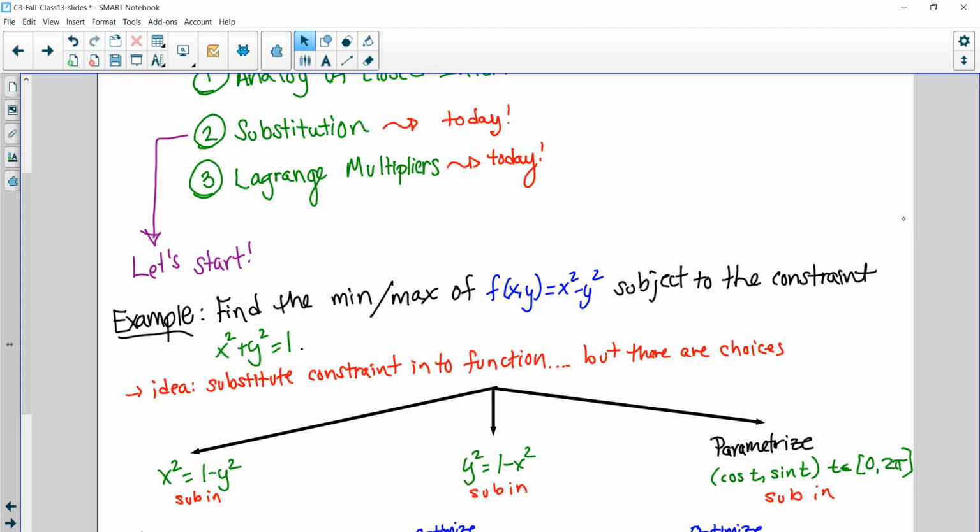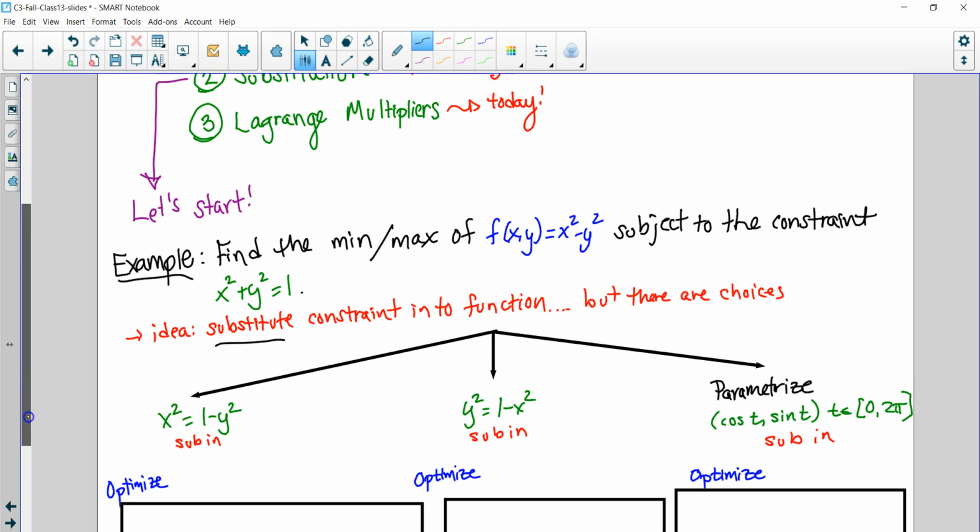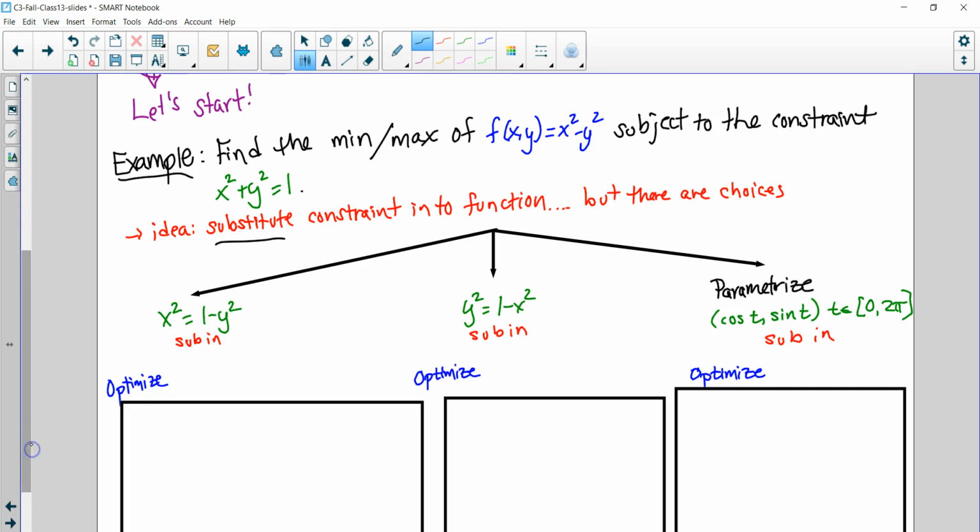Okay, so here's a problem. Find the minimum and maxima of this function subject to that constraint. All we're going to do is substitute that constraint into the function. But when we do that, there are different choices we can make. I could rearrange the constraint and solve for x squared, and I get that one. I can rearrange the constraint and solve for y squared. Or, since it is the unit circle, I can parameterize it too.